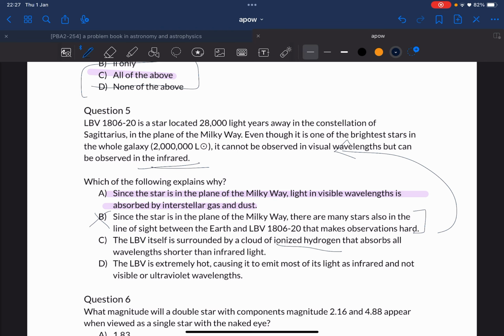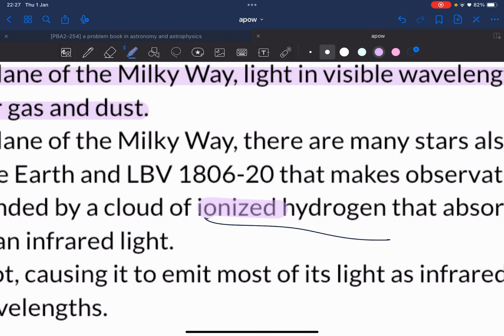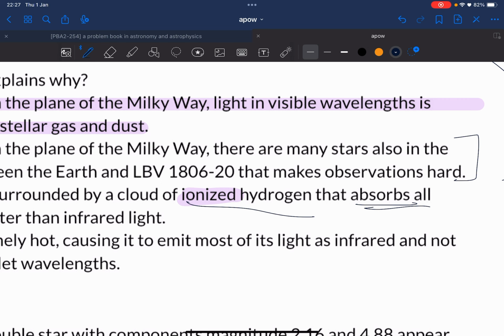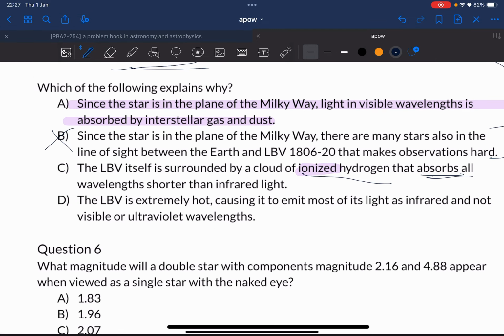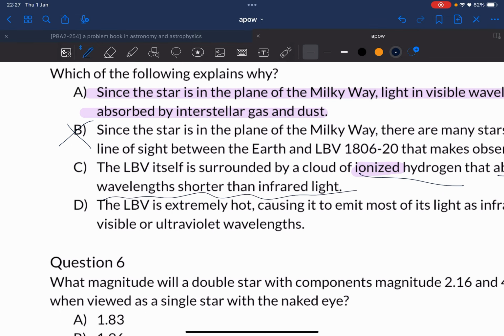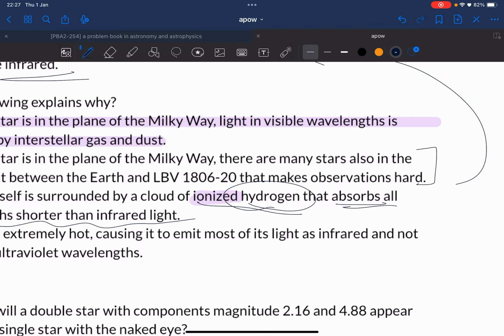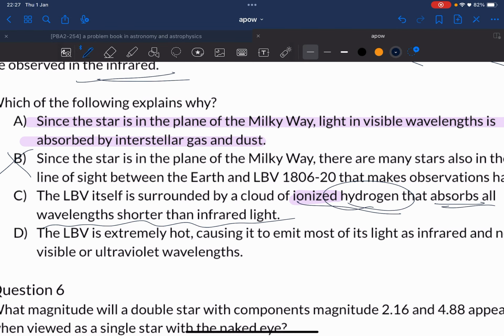And ionized hydrogen. The keyword here is ionized hydrogen. Because you know what happens when it's ionized? It doesn't absorb. When it's ionized, it emits stuff, which you might learn if you learned emission and absorption spectra, but basically when you're ionized, you're emitting light. It's only when you're in a ground state, so when you're neutral, that you can absorb stuff. And also, this is not true because the ionized hydrogen is only going to absorb specific wavelengths. It doesn't explain why it would absorb stuff shorter than infrared. In fact, there are lines of hydrogen that are in the infrared.